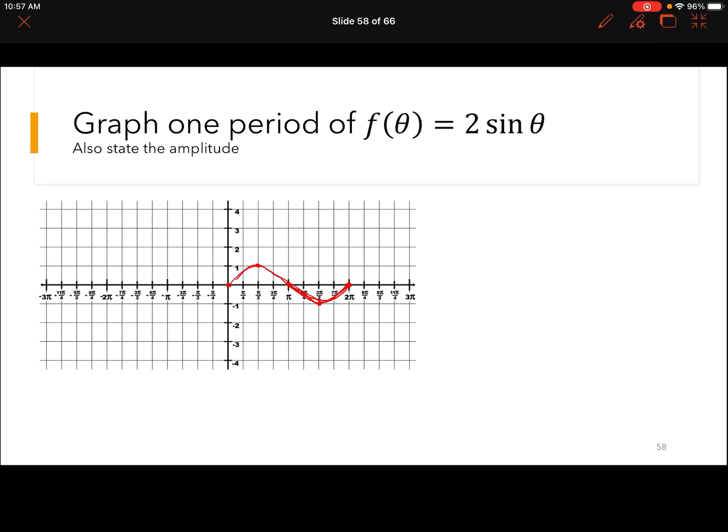All right, so let's use a different color. Let's go to blue.